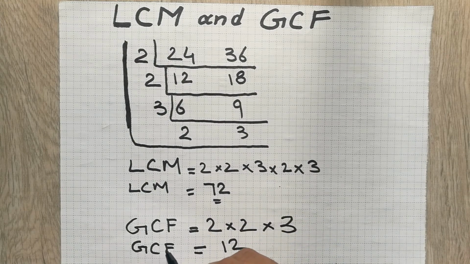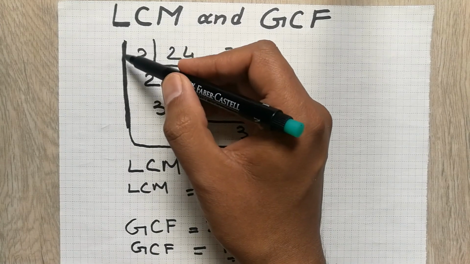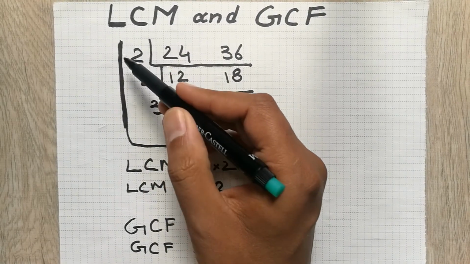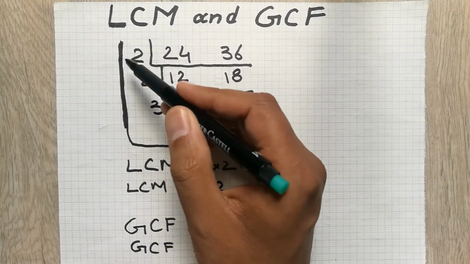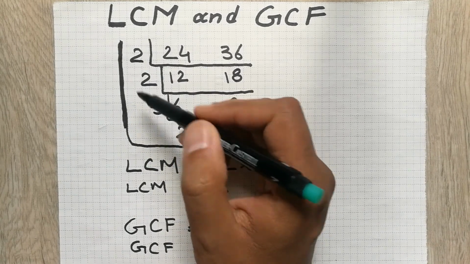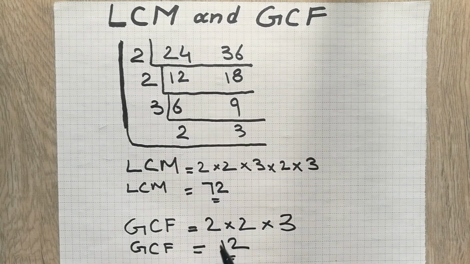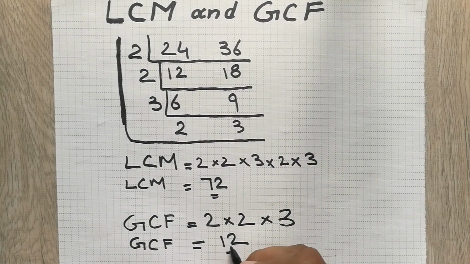And for the GCF, you have to concentrate only on this line. Whatever numbers came in this line, not the L line, only the straight line, you have to multiply. So in this case, we have 2 multiplied by 2 multiplied by 3. So our answer here came, which is 12.